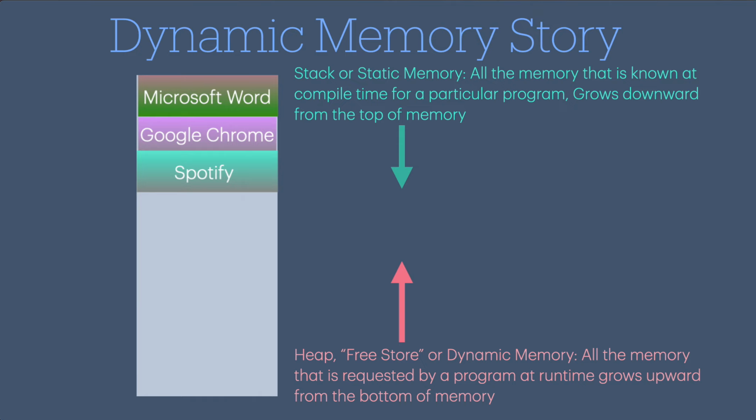The heap, on the other hand, also referred to as free store or dynamic memory, is all the memory that is requested by a program at runtime. And we say that this memory grows upward from the bottom of memory. So the stack grows downward and the heap grows upward. And it's said that if the stack and the heap ever meet, you're out of memory on your system, and one of your programs needs to close and free its memory. And you might imagine what that looks like on your computer if you've ever had that kind of situation.